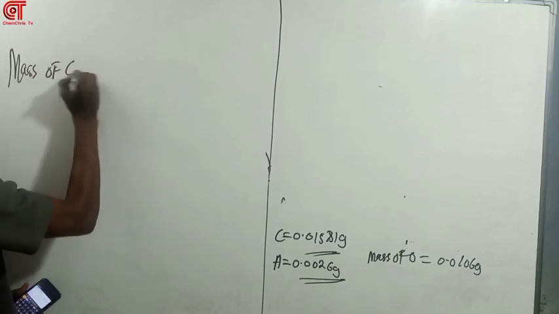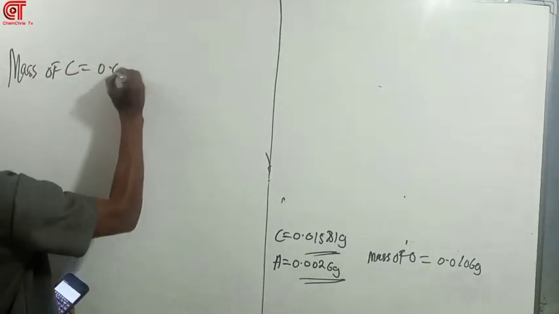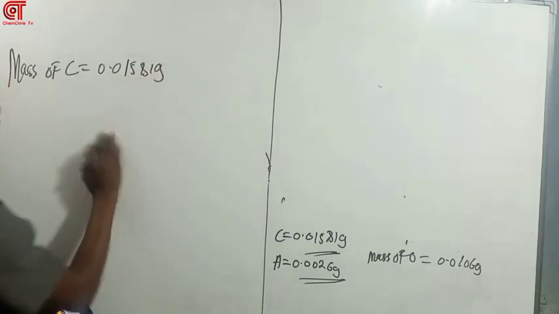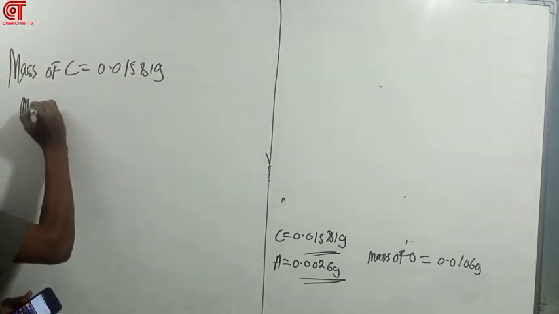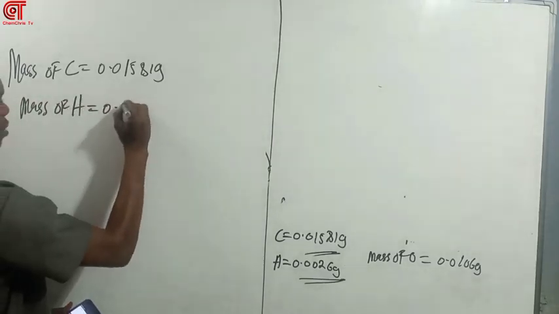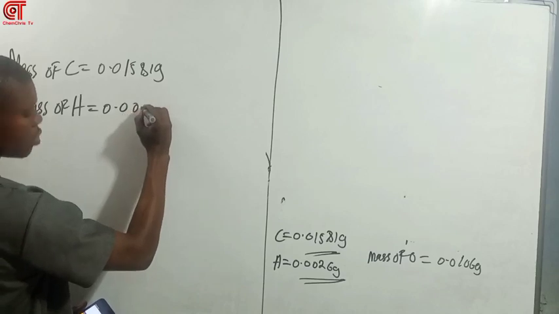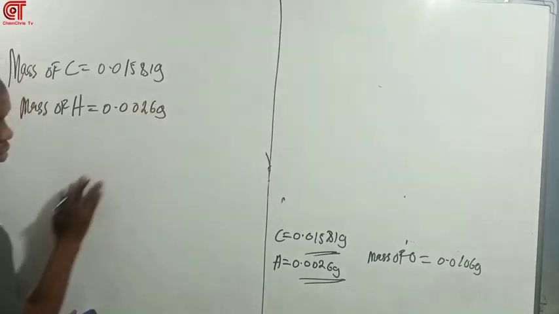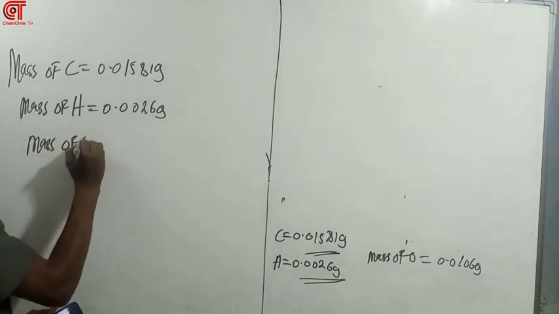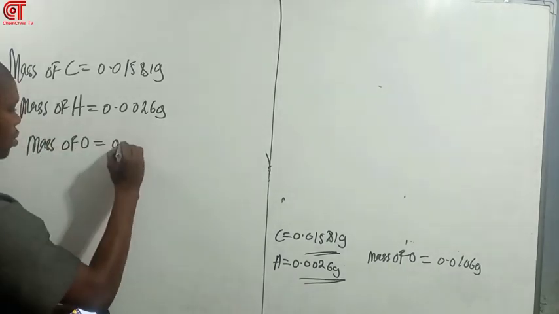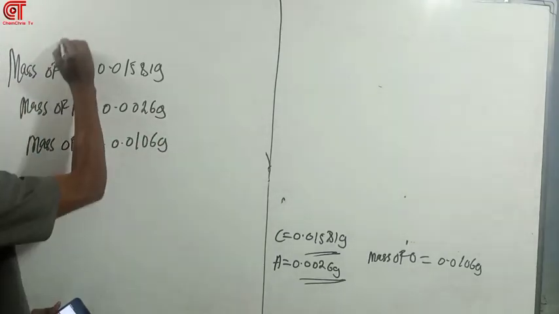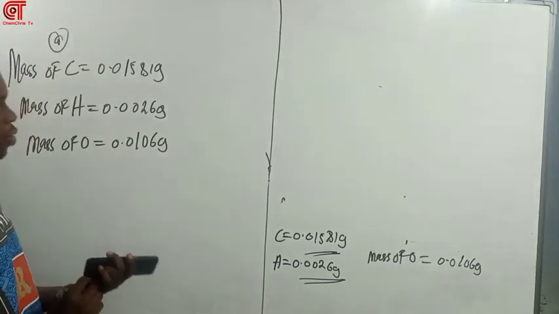Mass of carbon equals 0.01581 gram. Mass of hydrogen equals 0.0026 gram. Mass of oxygen equals 0.0106 gram. Remember, this one is part A. So we are done with A.